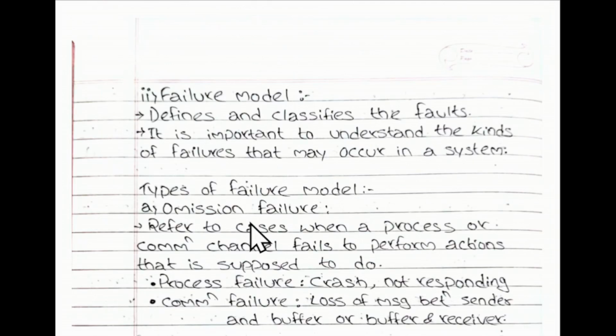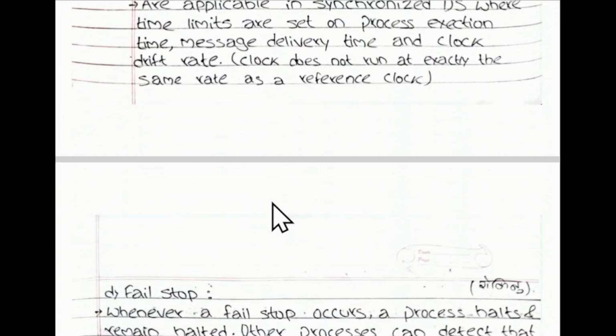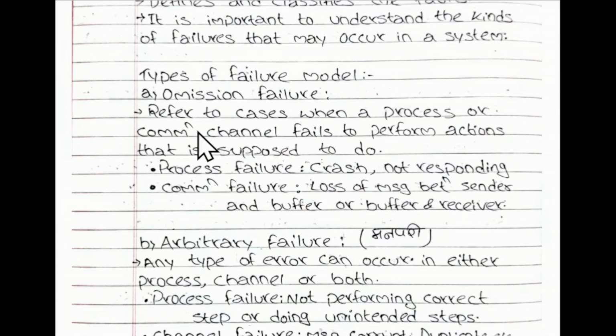times. Failure model. It is important to understand the kinds of failure that may occur in the systems. Types of failure. There are 5 types of failures. They are omission failure, arbitrary failure, timing failure, fail stop, and crash. Omission failure. Omission failure refers to the cases when a process or communication channel fails to perform actions that it is supposed to do. In process failure, some process may crash or some system may not respond to the other.